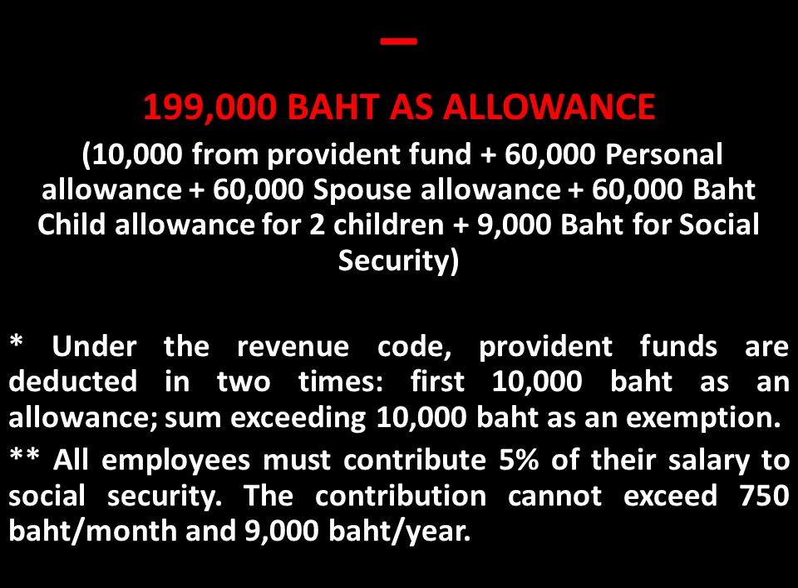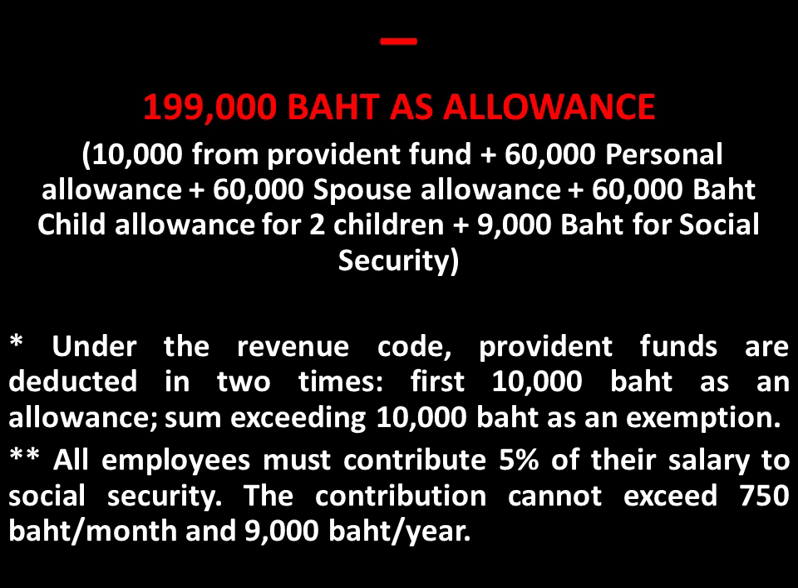So we have 10,000 baht Provident Fund plus 60,000 baht as a personal allowance plus 60,000 baht for the spouse. John is married, so he needs to deduct 60,000 baht as a personal allowance for himself, 60,000 baht for his wife, and 60,000 baht for children. The allowance you can deduct for one child is 30,000 baht. John has two children, therefore he can deduct 60,000 baht.